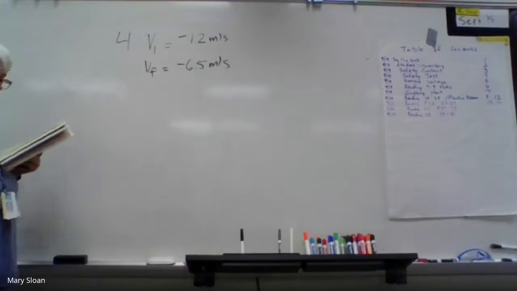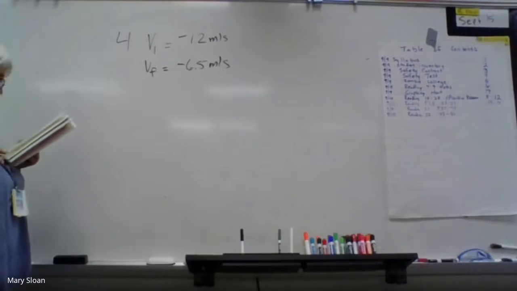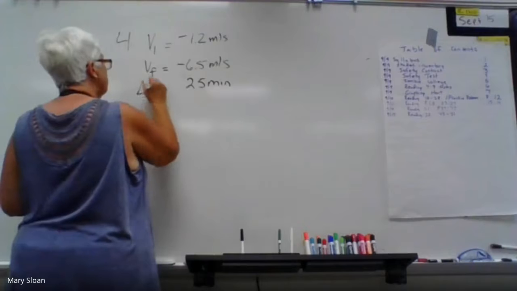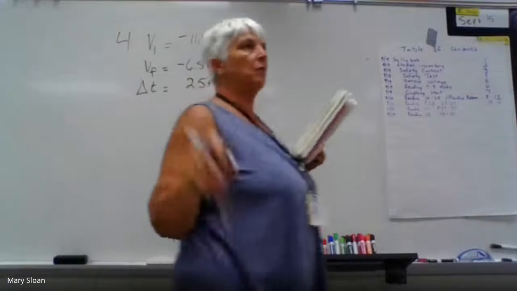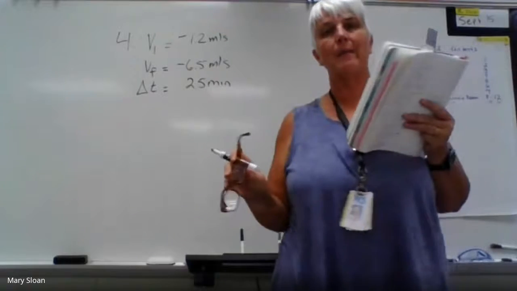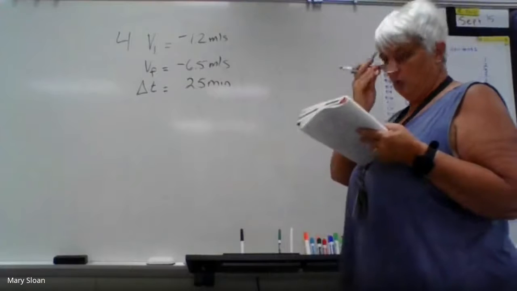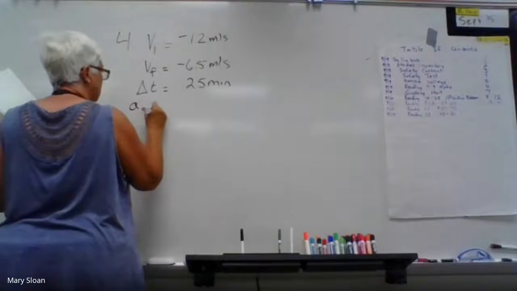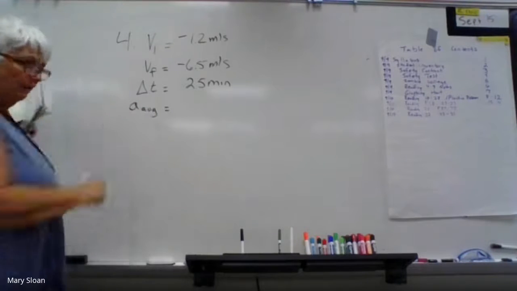What is the other number we've got? 25 minutes. And what is that 25 minutes? That's your time. And that's my change in time, right? So we don't even have to worry about doing the equation for time final minus time initial. It's already given to us. So what are we looking for? Average acceleration. Remember, it's AVG.